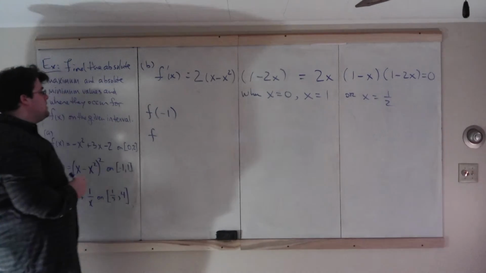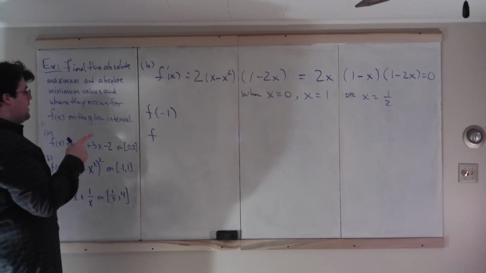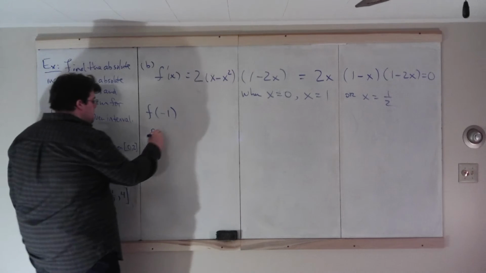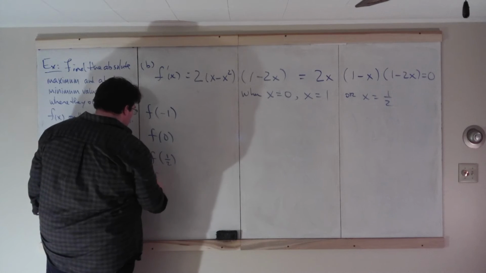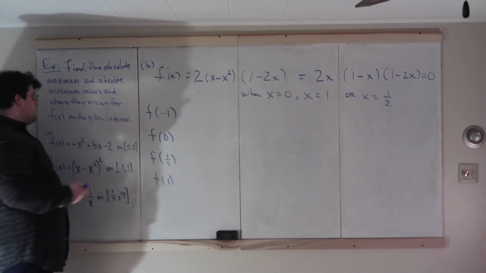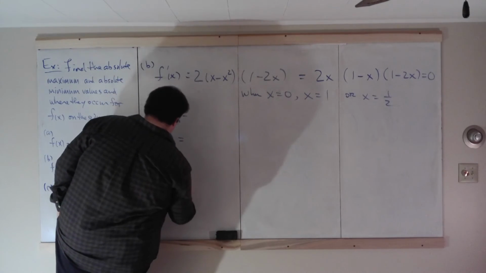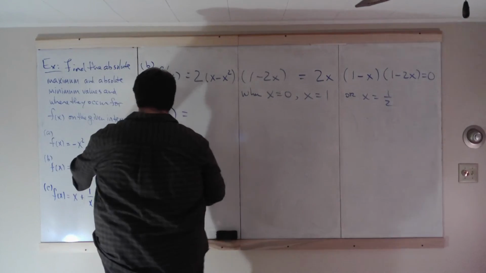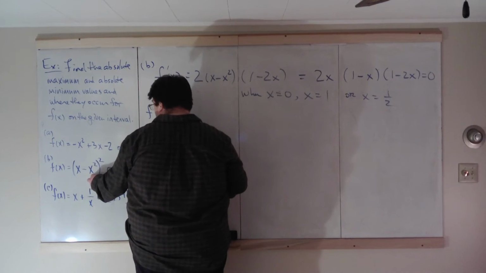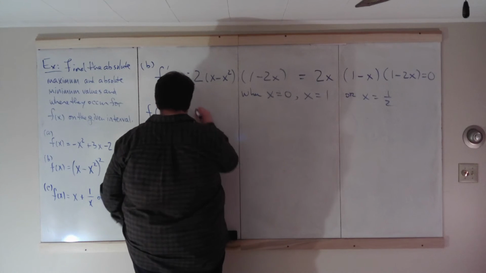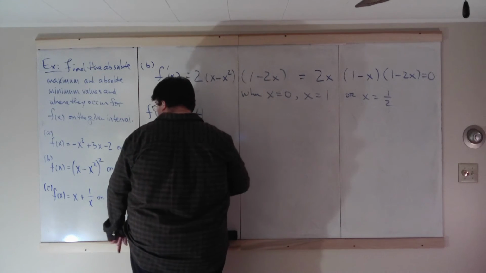We need to consider... Oh, also, that's never undefined, because it's just a polynomial. F at -1, f at 0, f at a half, f at 1. Notice one of them is the same as the endpoint, which is a little convenient. Where's our function? Down here. F at -1, -1 minus 1, -2, all squared is 4. F at 0, 0. F at 1 is also 0.